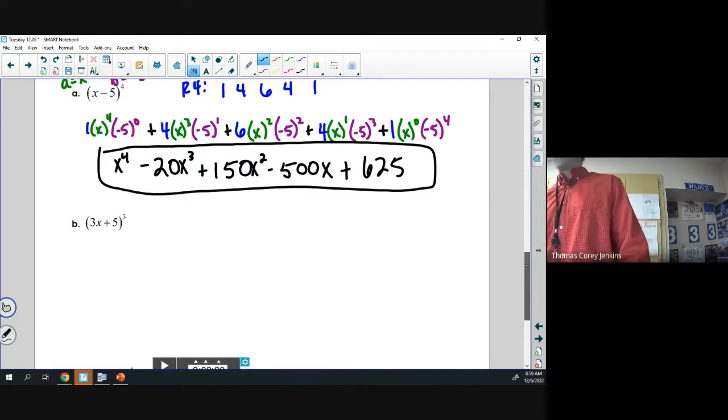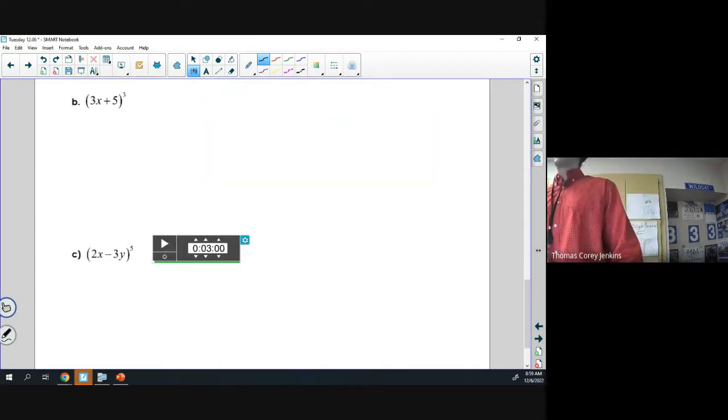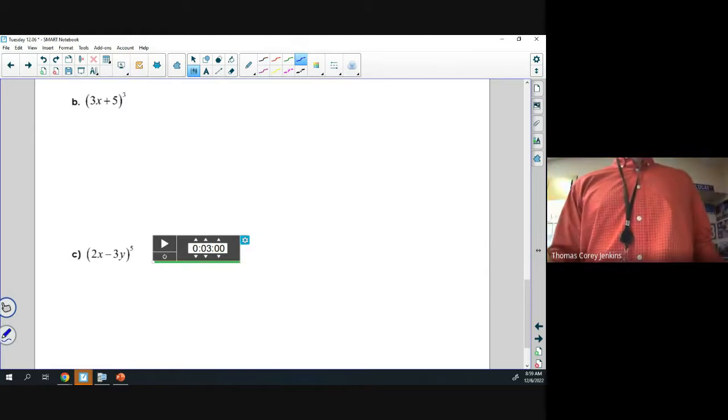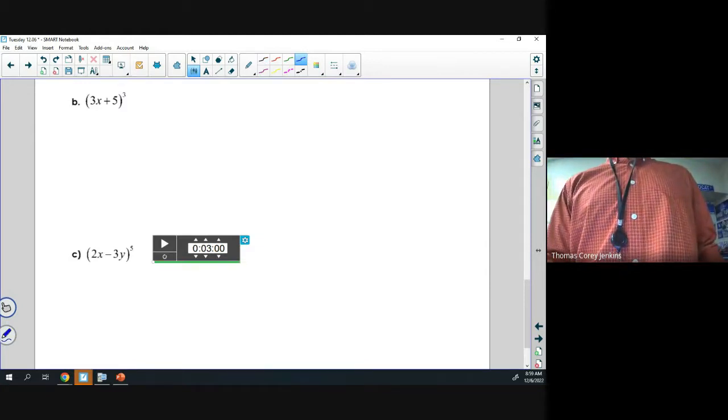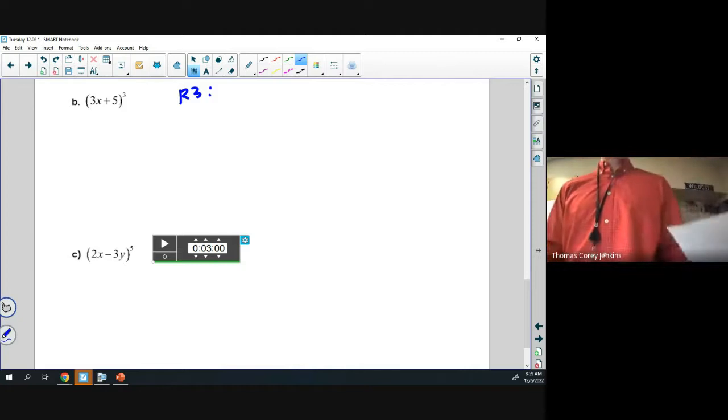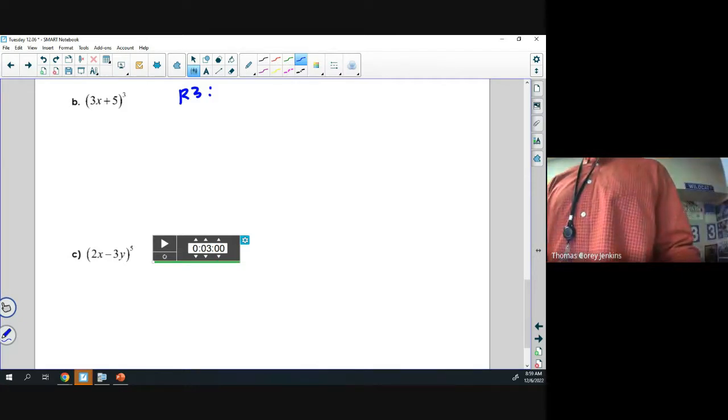All right. So let's see if we can go a little bit quicker. This is a shortcut after all. All right, so looking at example B, our power is 3 here, so we want row 3. It should have 4 coefficients in it. Anybody have that row for me? What are my numbers? Bailey? 1, 3, 3, 1. That's right.